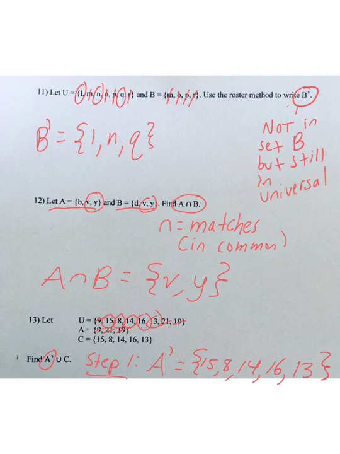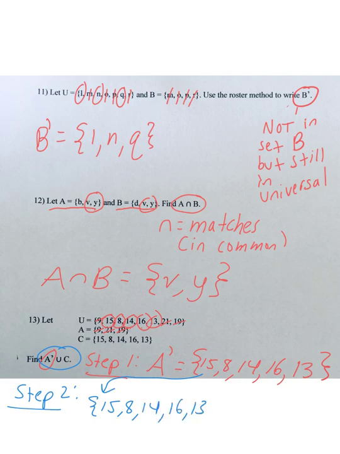Now, step 2, we do any union or intersection symbols last, from left to right. So it wants us to take A complement and unite it with C. So A complement, we know from step 1, bring that down. I'm just simply rewriting it. You don't have to show all this work on the test. I'm just trying to explain what I'm doing. Union. And it's just a normal set C, not C complement. So set C, bring that down from the original question, was 15, 8, 14, 16, and 13.